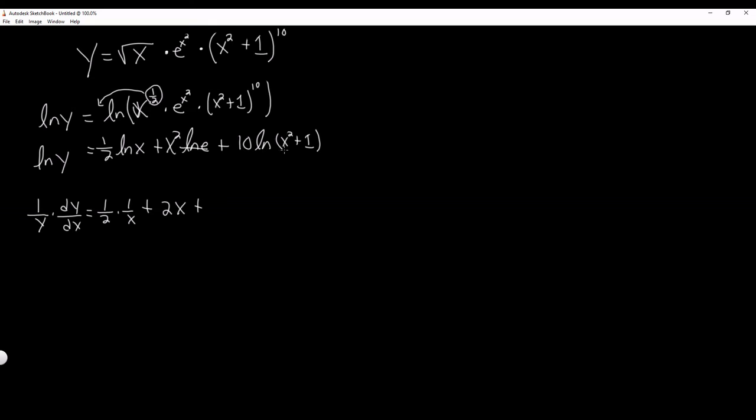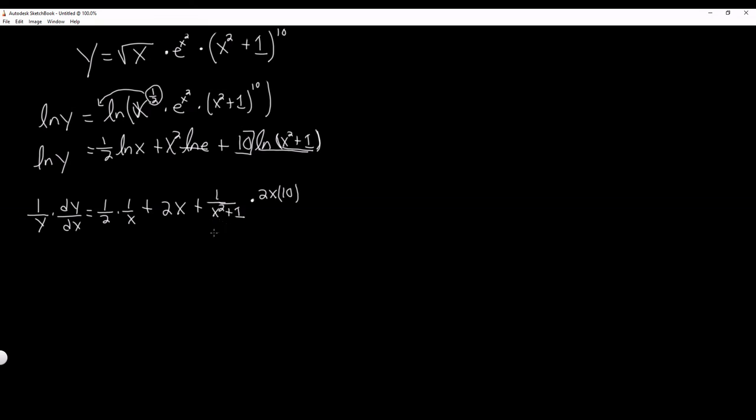We're going to need to use the chain rule for this part of the problem. The constant 10 will just come along for the ride. But since x squared plus 1 is an inside function within a larger outer function, the natural logarithm, we have to take this derivative using the chain rule. So we take the derivative of the outside first, which is 1 divided by x squared plus 1, times the derivative of the inside, which is just 2x. But we can't forget this constant. We have to multiply this whole thing by 10.